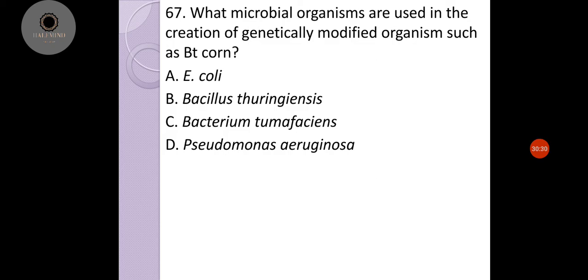67. What microbial organisms are used in the creation of genetically modified organisms such as Bt corn? So Bt corn, Bt short for Bacillus thuringiensis. It's not Bacterium tumefaciens, it's Bacillus thuringiensis. Si Bacterium tumefaciens is a bacteria found in the soil also. Pero nag-release ito ng toxins. So it's a harmful bacteria in the soil. Si Bacillus thuringiensis is not a harmful bacteria. So it is used in creating a genetically modified organism such as the Bt corn or the Bacillus thuringiensis corn.